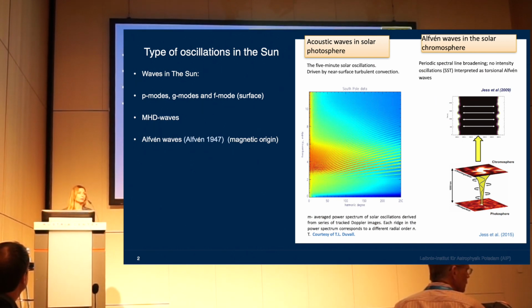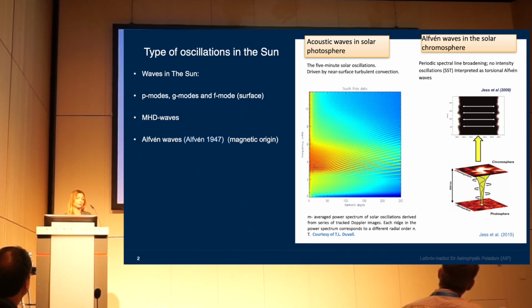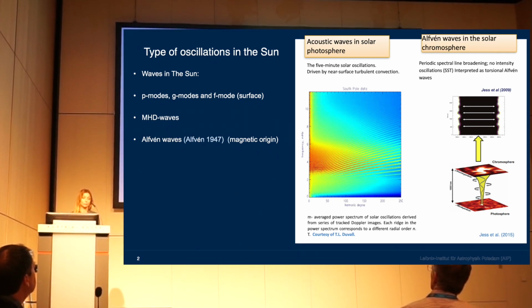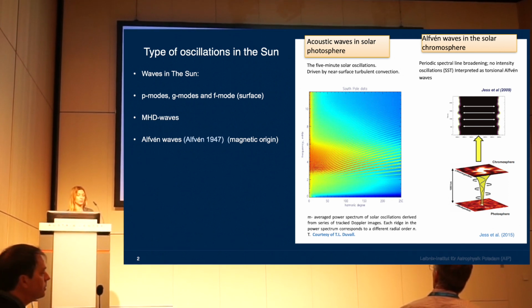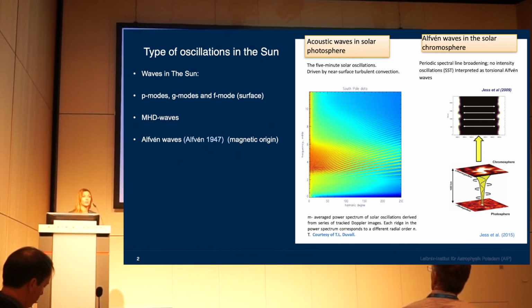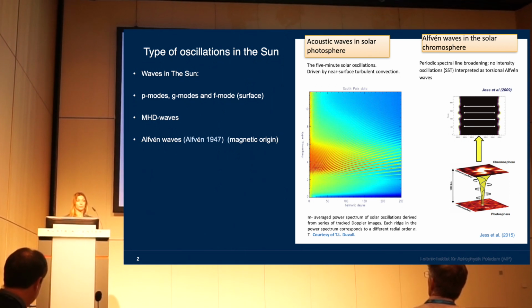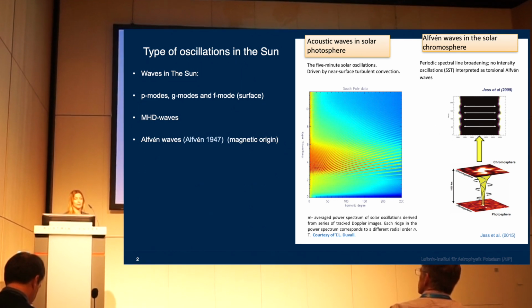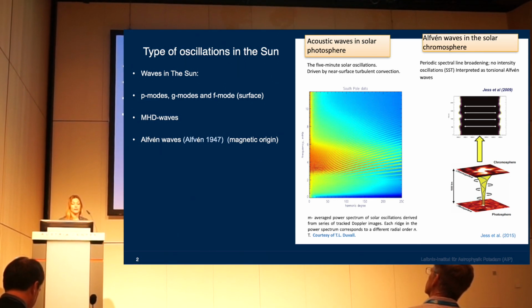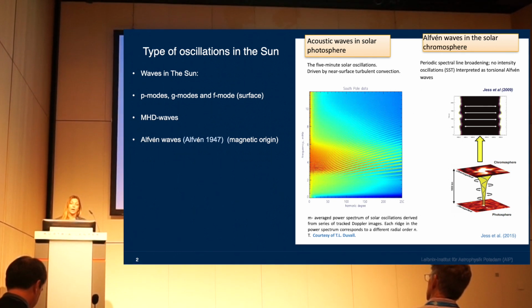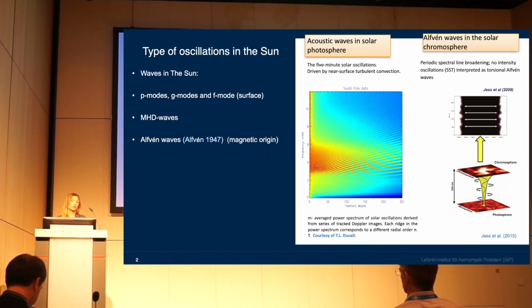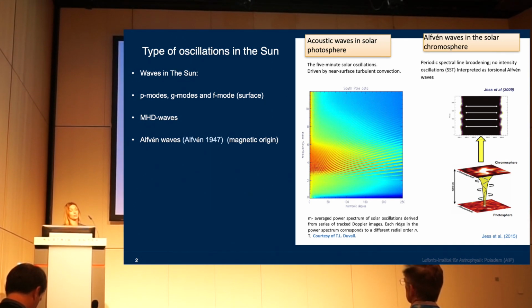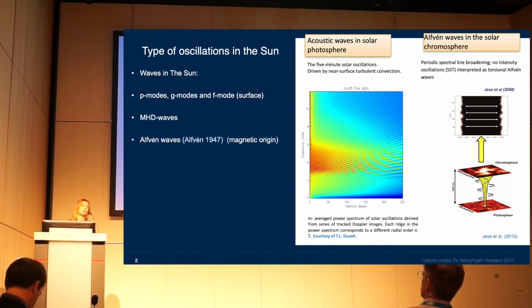Okay, so first I want to start with what types of oscillations we have in the Sun. The waves are present inside the Sun and as well in its atmosphere. We can distinguish between P modes, G modes, and the fundamental mode, which is known as a surface mode. Then we also have MHD waves and Alfvén waves, which have a more magnetic origin. And of course, in the solar photosphere, we observe mainly acoustic oscillations, and the 5-minute oscillations are driven by near-surface turbulent convection.